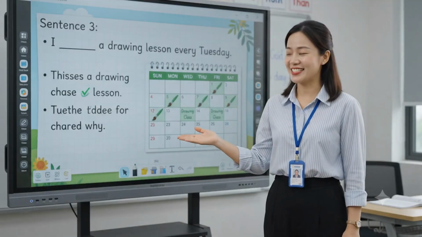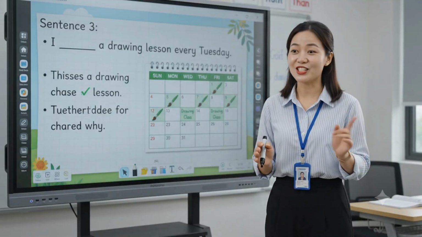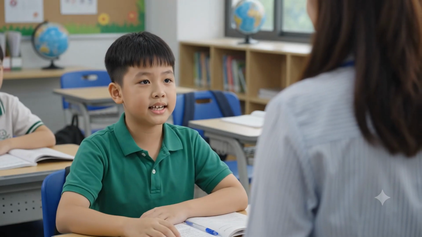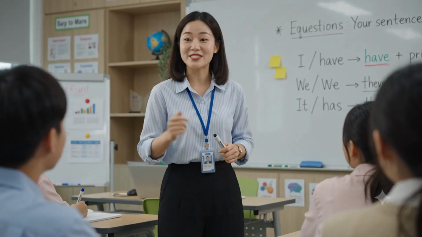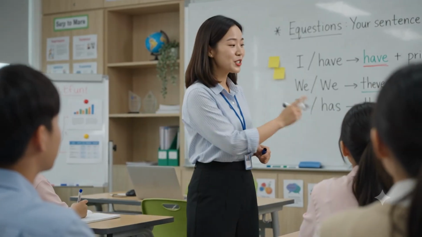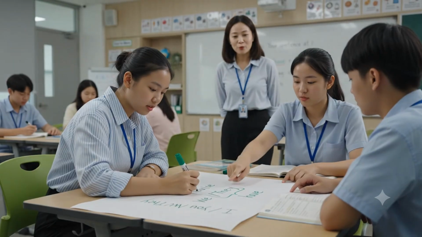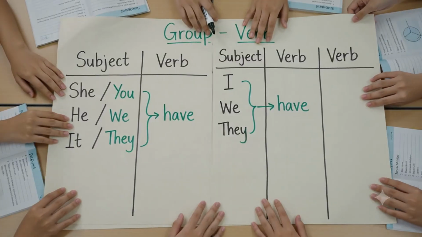Here is our third sentence. Choose have or has and justify it. Subject I takes have in present simple. That is correct! Change the subject of sentence 3. Notice which subjects require has and which require have.